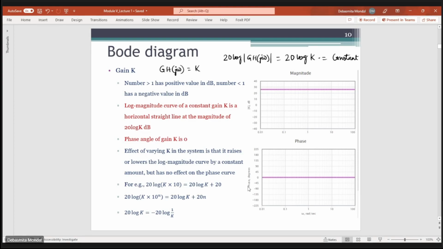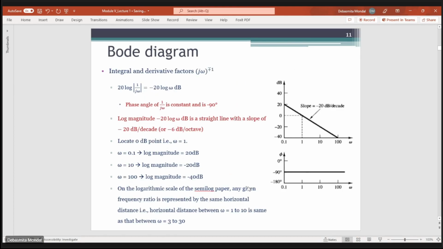So let's say the gain is increased 10 times, so that means 20 log (10 k) will be nothing but 20 log k plus 20. So that means it is getting added, or going up, by a value of 20, right? Similarly, if you are multiplying the gain by a factor of 10 to the power n, that can be written as 20 log k plus 20n. Also, the property is that 20 log k can be written as minus 20 log 1 by k, right? So that was for when the value of G H(j omega) was equal to k.